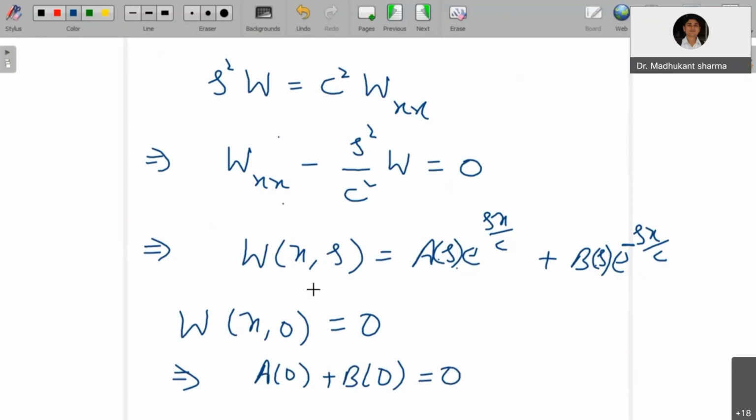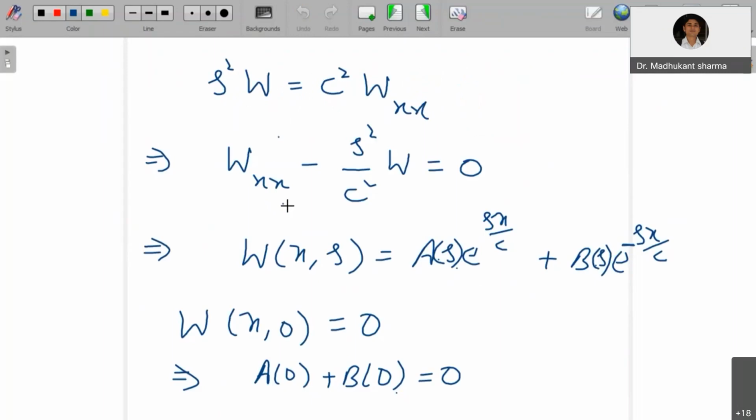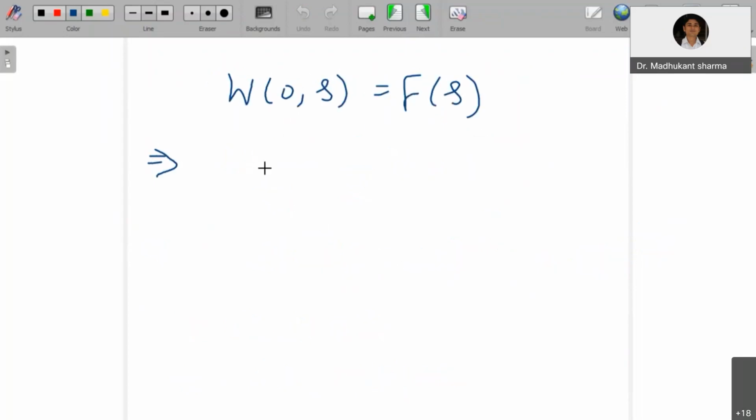A of 0 plus B of 0 is 0, that's fine. Now, another condition is W of 0 comma s is F of s. So this implies x equals to 0. So you have A of s plus B of s is equal to F of s.